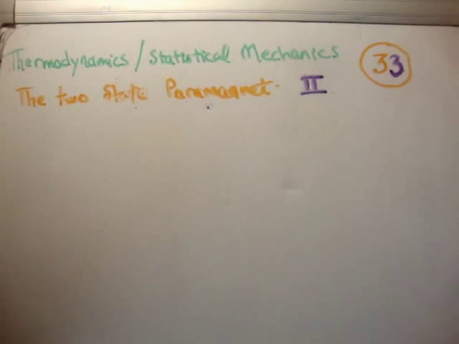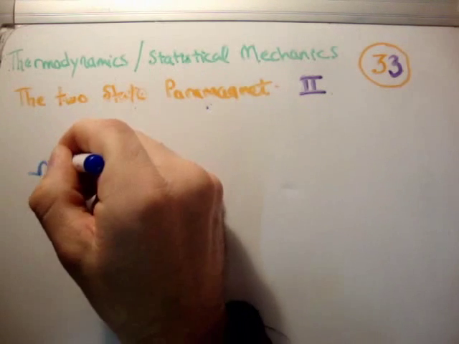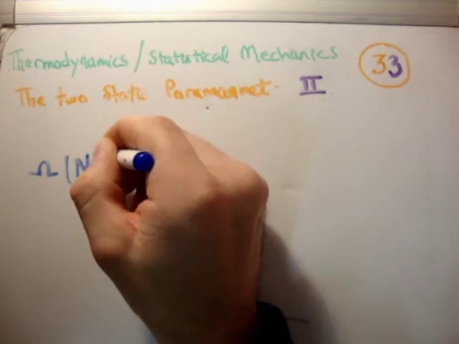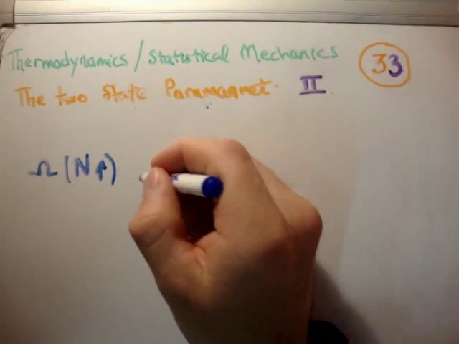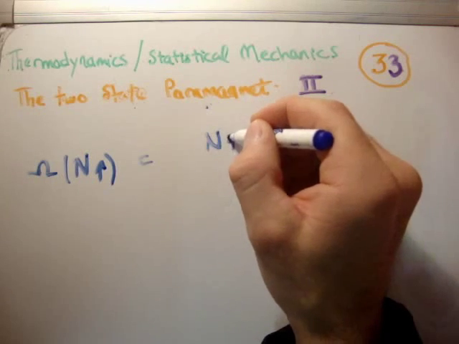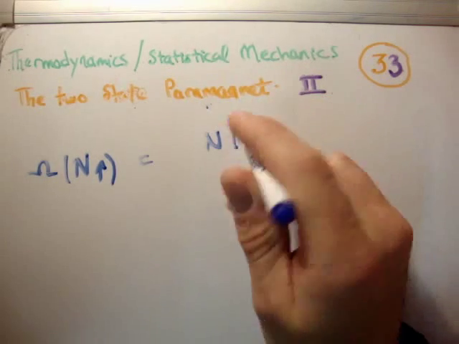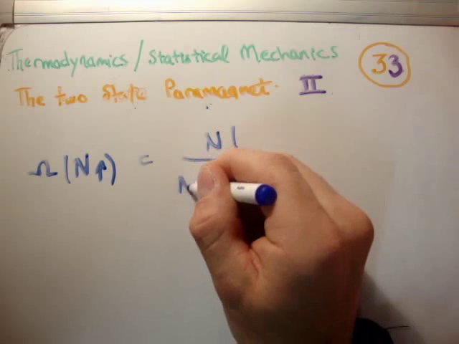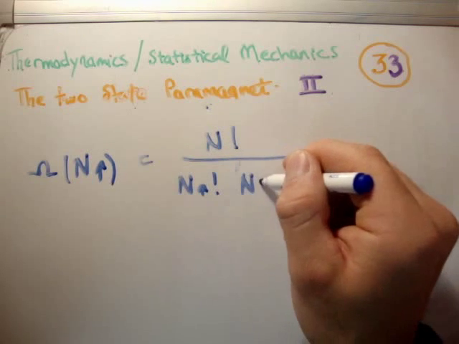So the first thing we need to do is to get some sort of an expression for the multiplicity. Now we got an expression for the multiplicity earlier on. The multiplicity for a two-state system is very straightforward, and we saw this in my videos on Einstein solids. So the multiplicity for the system being in the up state is equal to the total number of dipoles factorial over the number up factorial and the number down factorial.